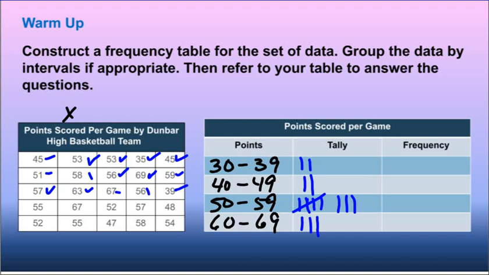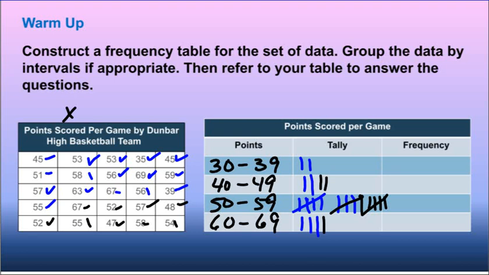57 in the 50s, 63 in the 60s, 67, 60s, 56, 39, 55, 67, 52, 57, 48, 52, 55, 47, 58, and 54. So then the frequency would be the total number of tally marks we have in each category.